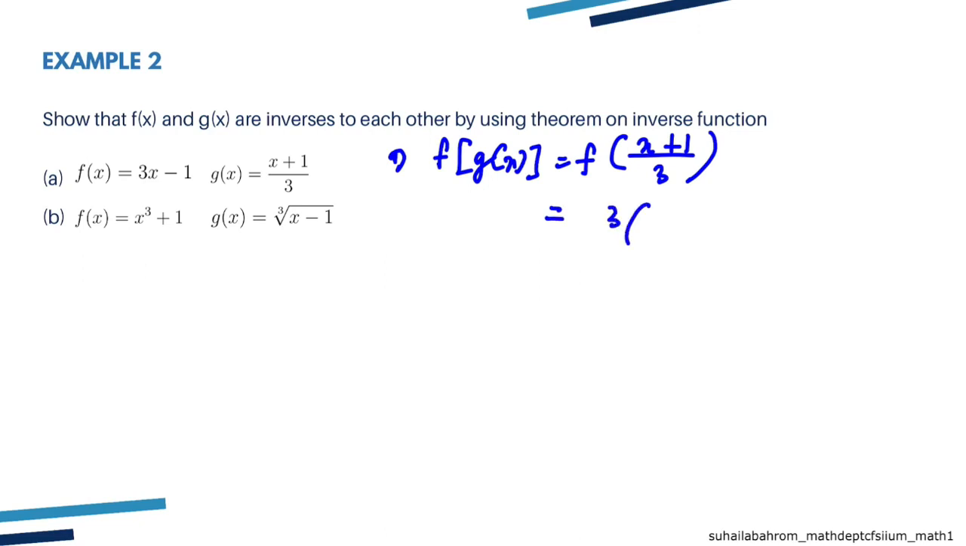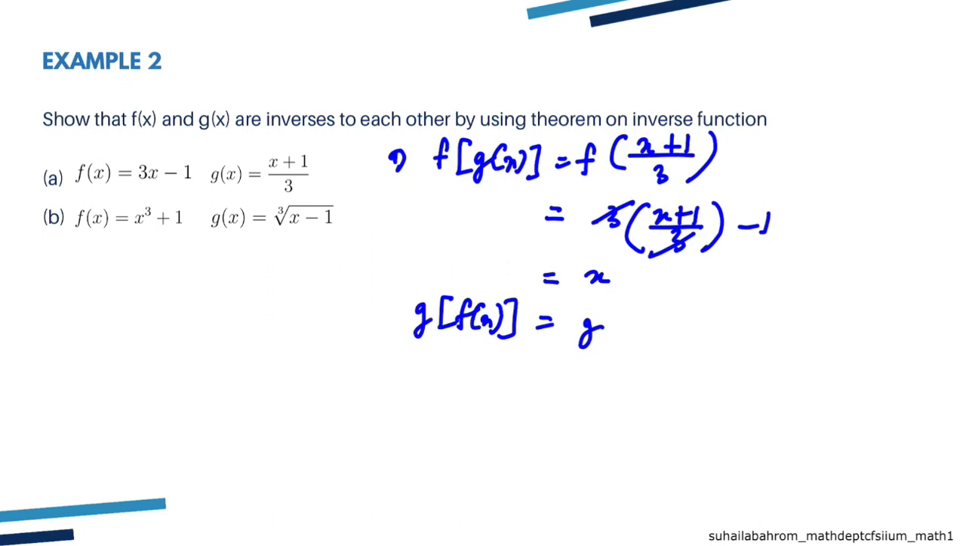And then our f is 3 times, substitute x with x plus 1 over 3, minus 1. This one we can cancel out, so what is left is just x. And then when we try to get g composite f, f is 3x minus 1, and g is 3x minus 1 plus 1 over 3. So we will also get x.